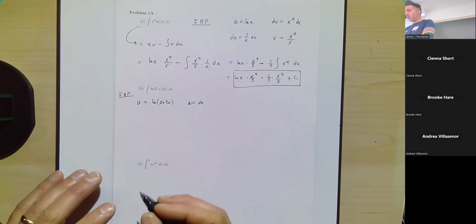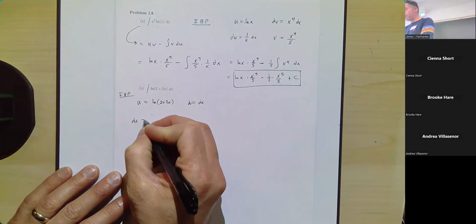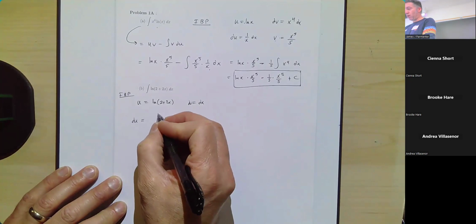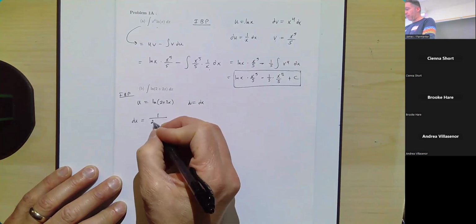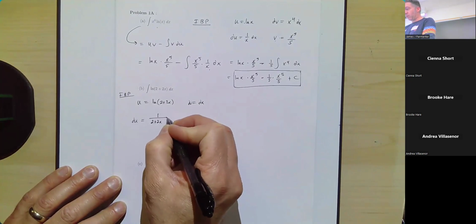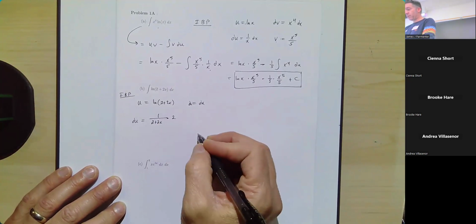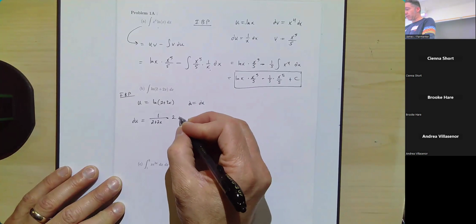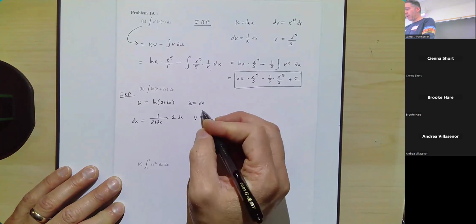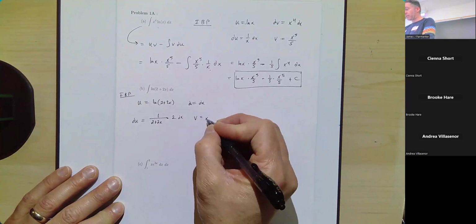We'll find out. Our du is going to be 1 over our stuff times the derivative of the stuff, and the derivative of the inside stuff is exactly 2. And there's a dx there. And our v is going to be the antiderivative of 1, which is x.